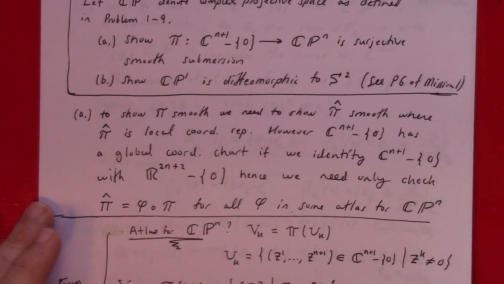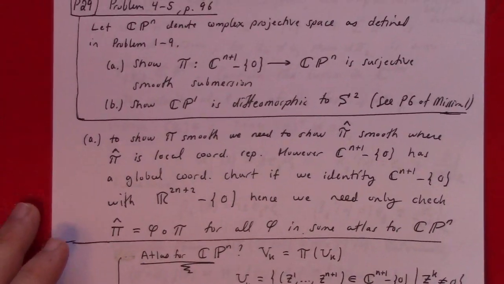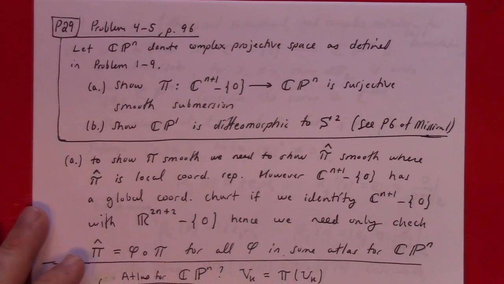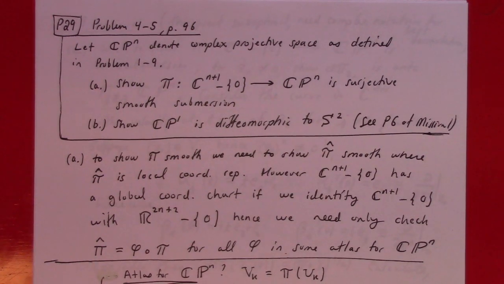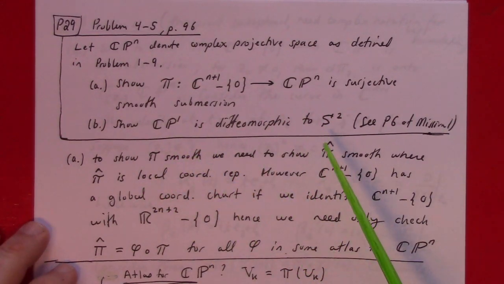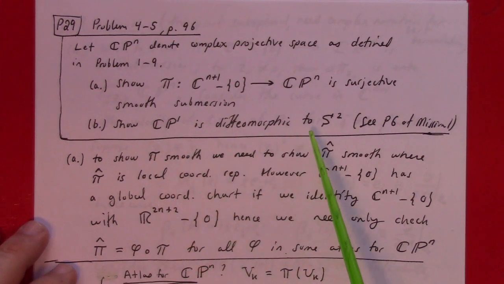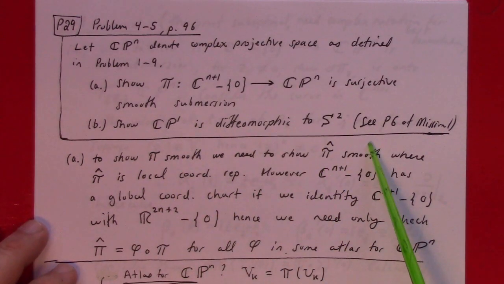Problem 29. Let's see here, what can I say? We're supposed to show that complex projective space, as defined in problem 1.9, gives us a smooth submersion from nonzero n+1 complex vectors to complex n projective space, and also that CP1 is diffeomorphic to S2. However, we're not going to do part B because we already did part B. That was problem 6 on assignment 1, which was rather difficult.